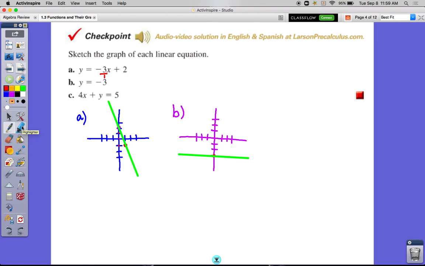Then we have the last one, which is part C. This one is a little trickier. You got a couple of options. Again, you can solve for y, or you can use the intercept method. This one, it might actually be easier to solve for y, because if I try to use the intercept where I cover up the y, that reads 4x is equal to 5.